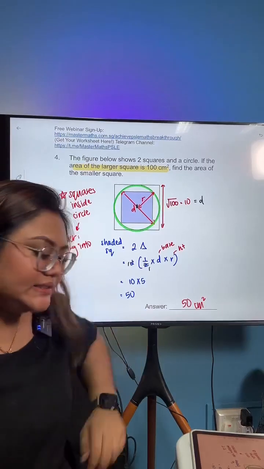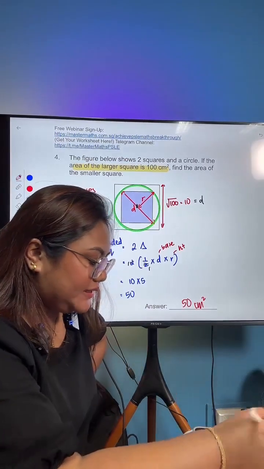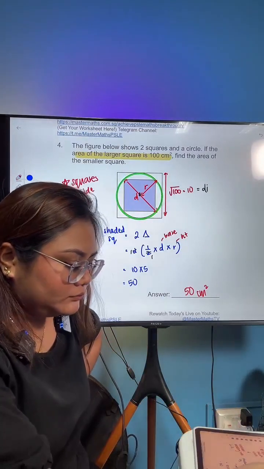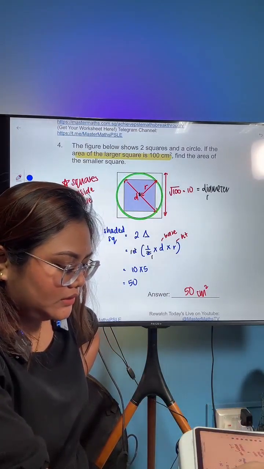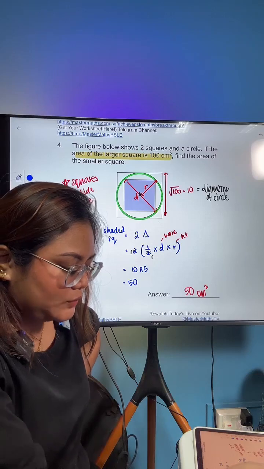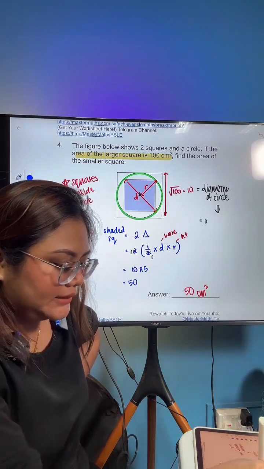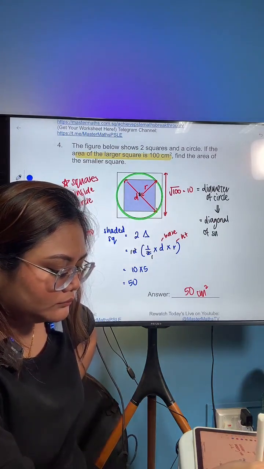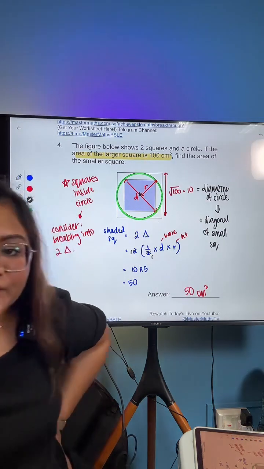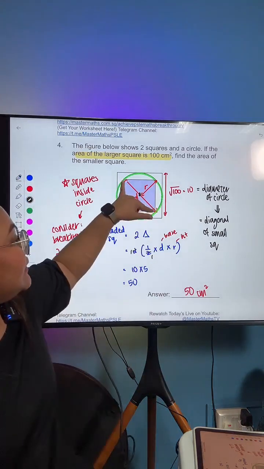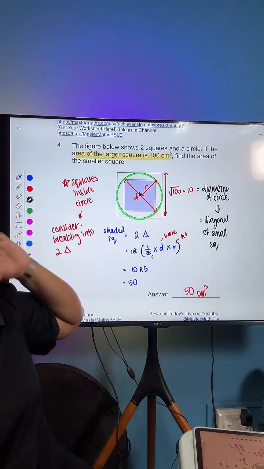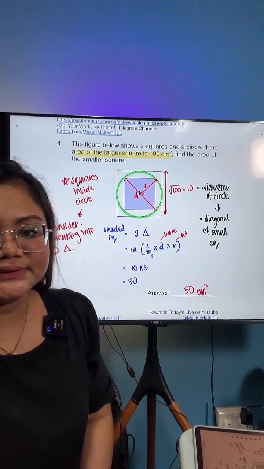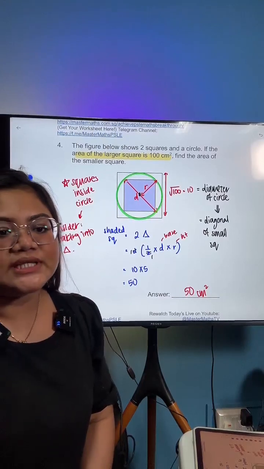Okay, the diameter is the same as the diagonal, correct? Let me write it down for you as well. The diameter of the circle is also equal to the diagonal of the inner square. Okay? That is why we can take diameter times radius to give us the shaded square. Got it? Okay, if you are good, let's move on.